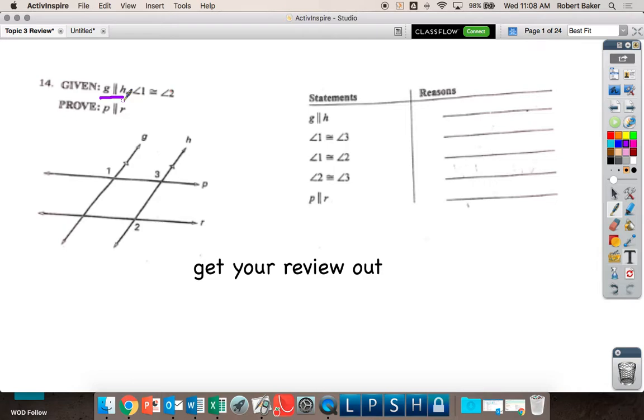G is parallel to H. You know for a fact that this line and this line are parallel. So statement 1, G is parallel to H. Why is that true? Given.